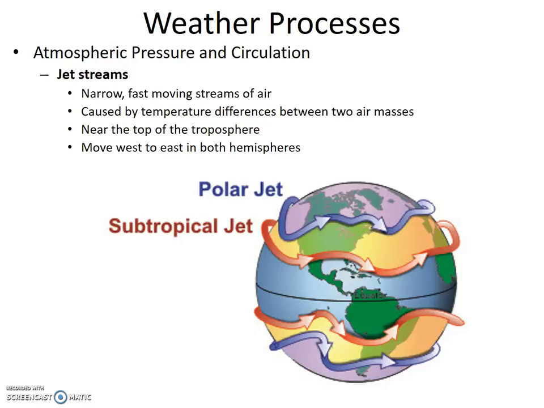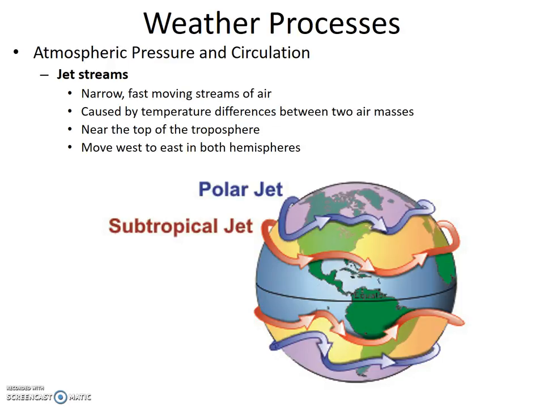Continuing 9.4, Weather Processes. Jet streams are big shakers in atmospheric circulation. They are narrow, fast-moving streams of air caused by temperature differences between two air masses. They are near the top of the troposphere and move west to east in both hemispheres. There is a stronger, more organized polar jet and the weaker subtropical jet, as labeled in the cartoon.